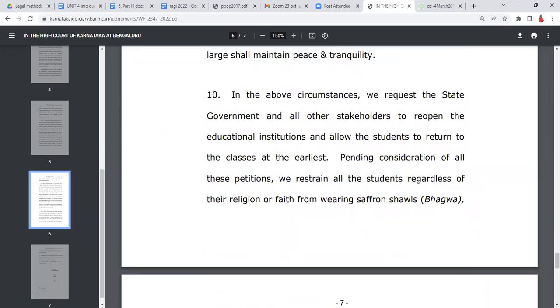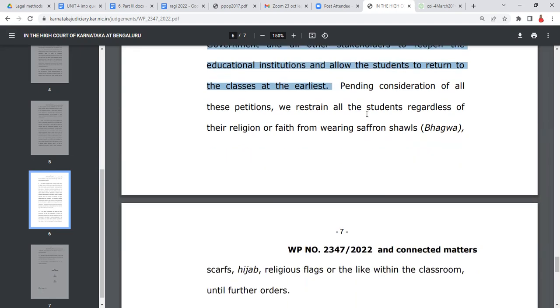So see, in the above circumstances, we request the state government and all other stakeholders to reopen the educational institutions and allow students to return to classes at the earliest. Colleges were closed for some 3-4 days, right? So what the High Court said is that we require some more time to decide on the matter. Until we decide, the order passed was that all the educational institutions should be reopened and let classes start at the earliest, just like the regular thing.